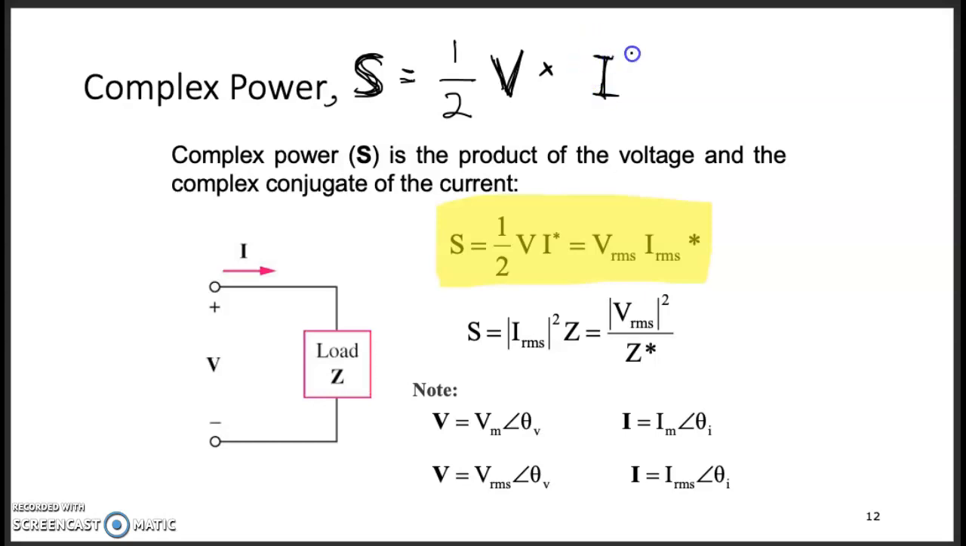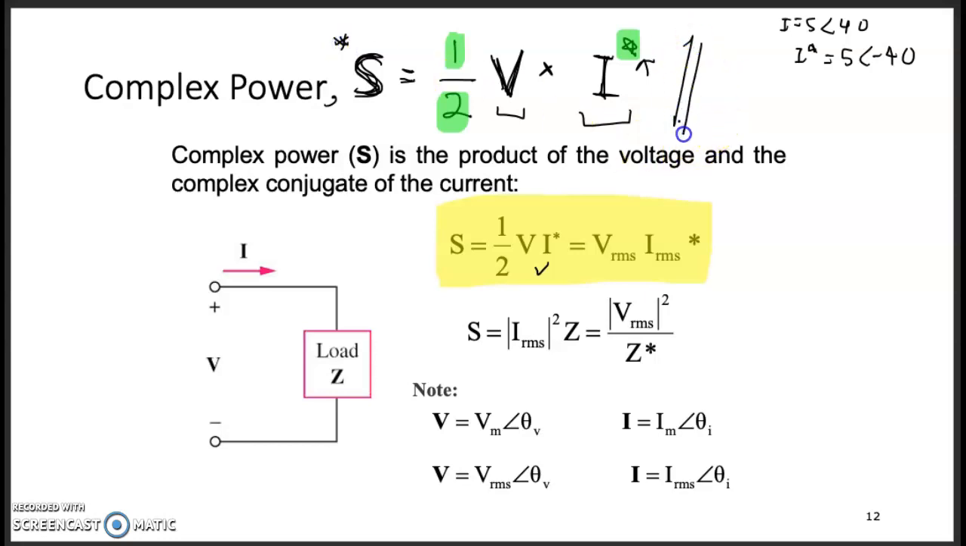So what do you mean by conjugate? If you are given I is equal to 5 angle 40, so what is the I conjugate? 5 angle minus 40. So you need to conjugate it. So this is important, right? And you need to multiply by half. Half the complex voltage and also the complex conjugate of the current. So this is the first formula that you need to remember for the complex power.